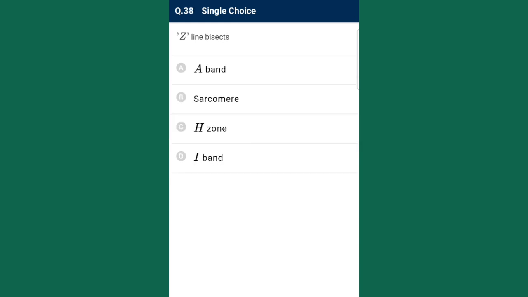Question number 38. Z line bisects. A myofibril is a unit of muscle cell. Each myofibril has alternate light and dark bands on it. The dark band contains myosin and is called the A or anisotropic band, whereas the light band, called the I or isotropic band, contains actin filament. In the center of each isotropic band is an elastic fiber called the Z line, which bisects it. So the answer is option D, Z line bisects I band.